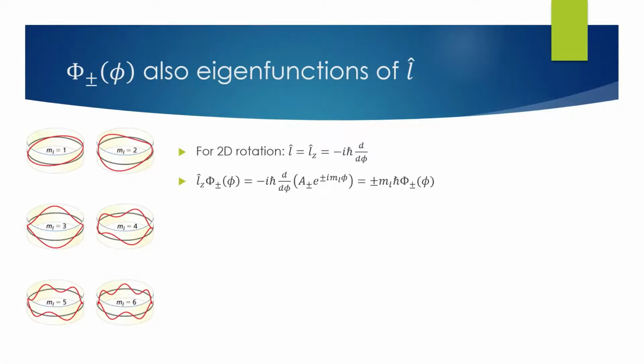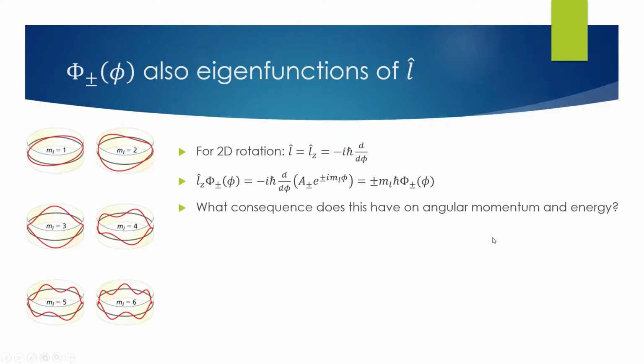Well, it means that for two-dimensional rotation, we can know the angular momentum, the z component of the angular momentum, and the total energy all at the same time, because all three of these operators commute with each other. And they're all eigenfunctions. The wave function is an eigenfunction of all of these operators.